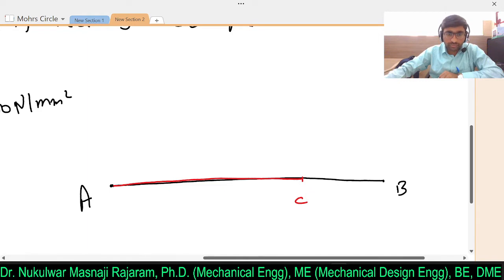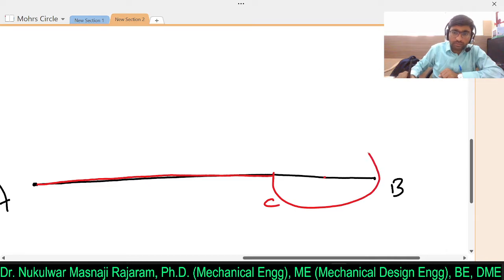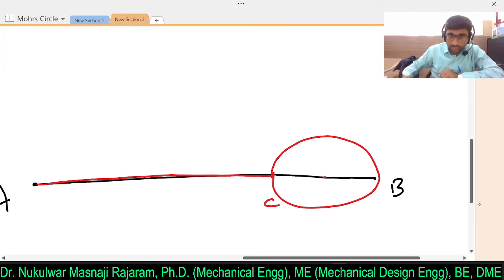We have marked two normal stresses. This is sigma x and this AC is sigma y. So consider BC as a diameter and draw a circle. Here I will consider the center point and draw the circle. If you observe, the circle is passing through both points. This is point B and here is C.